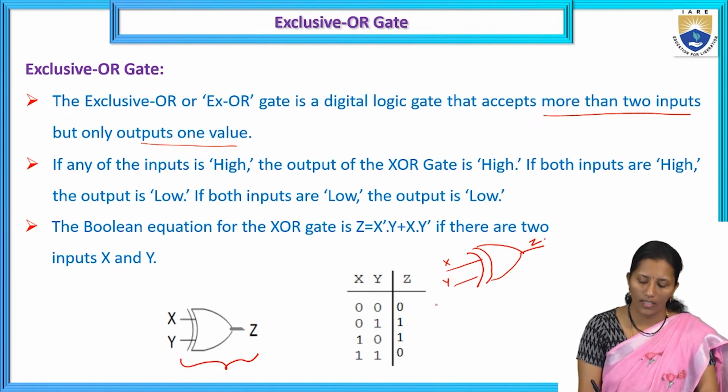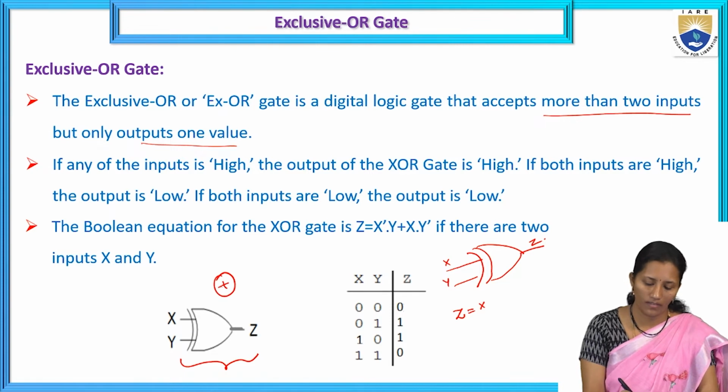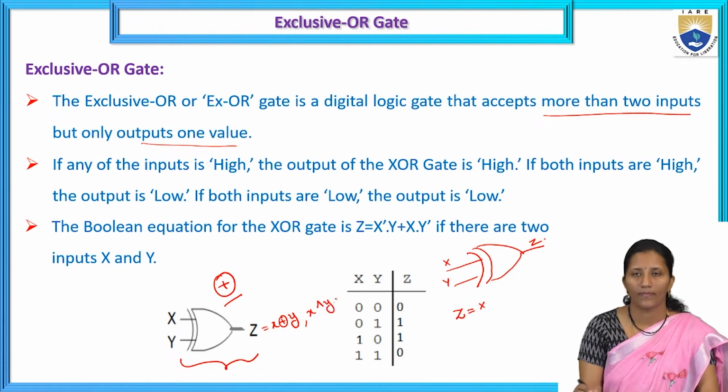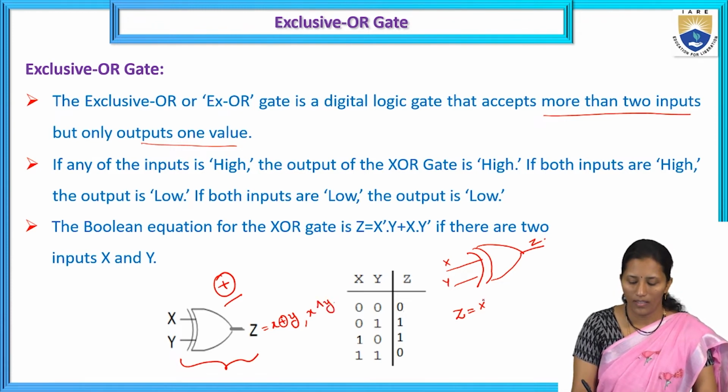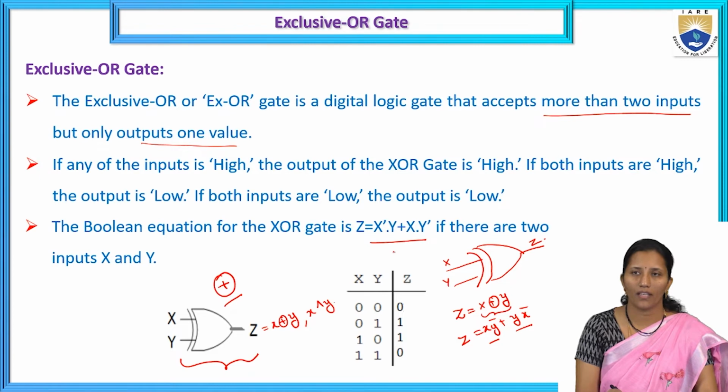Here is the logic symbol for the XOR gate. The XOR gate is represented by this symbol, and we can write this as X XOR Y. Here X XOR Y is equal to X Y bar plus Y X bar. The output is equal to X Y bar plus Y X bar, or X bar Y plus X Y bar.